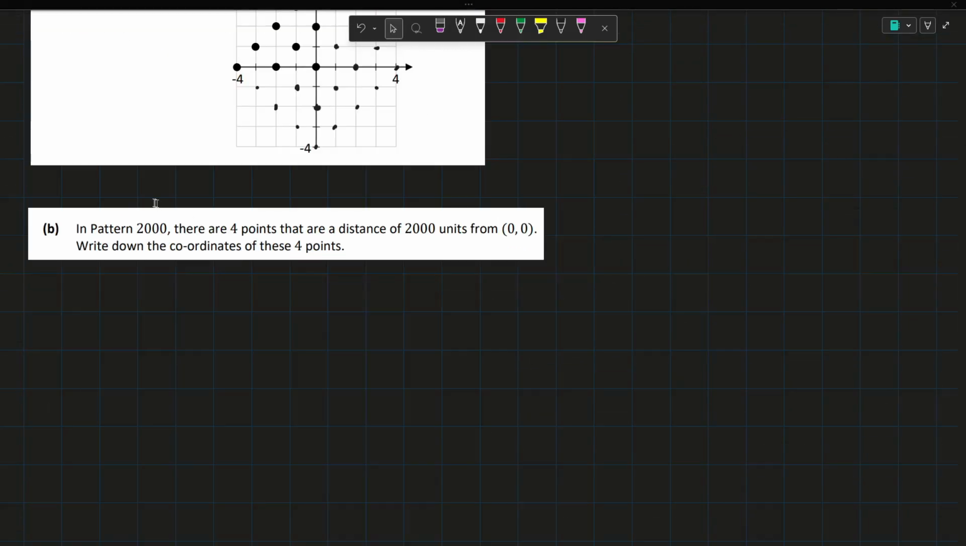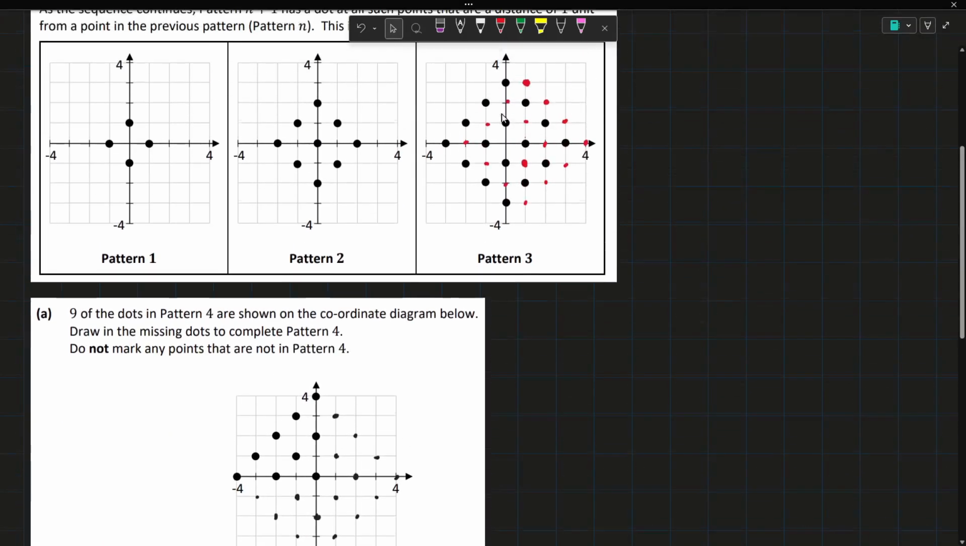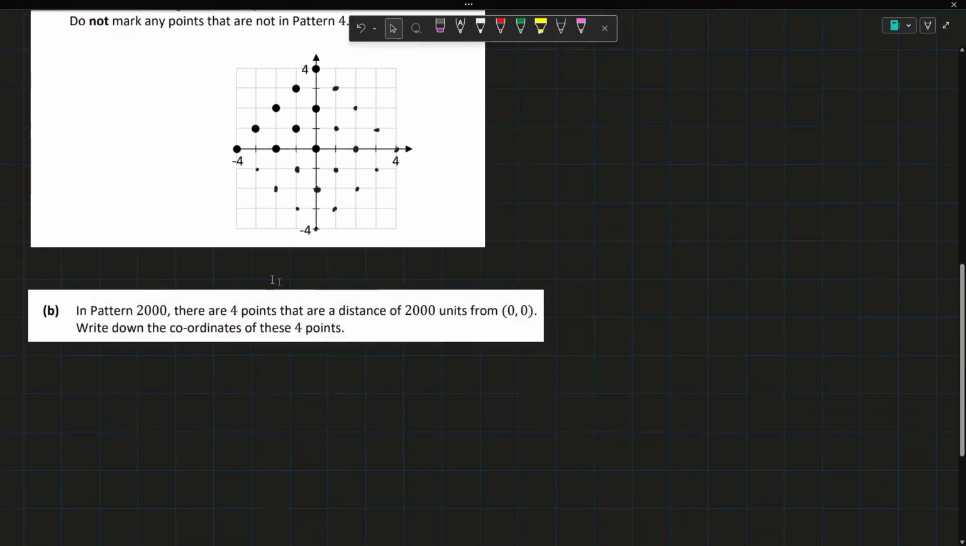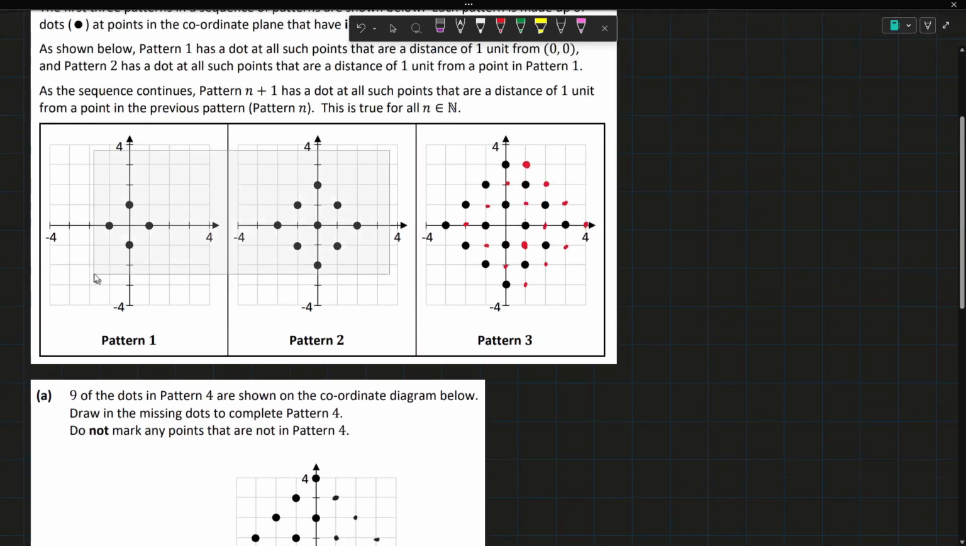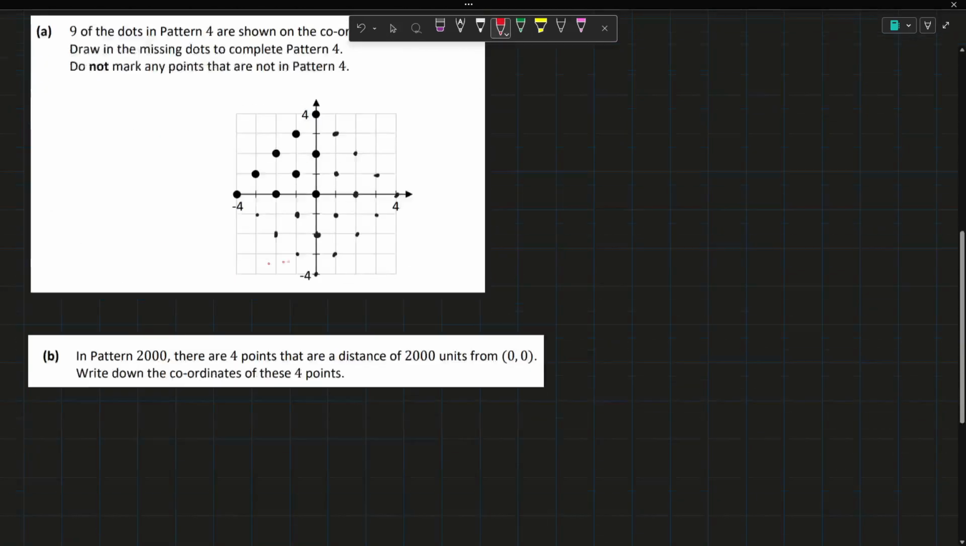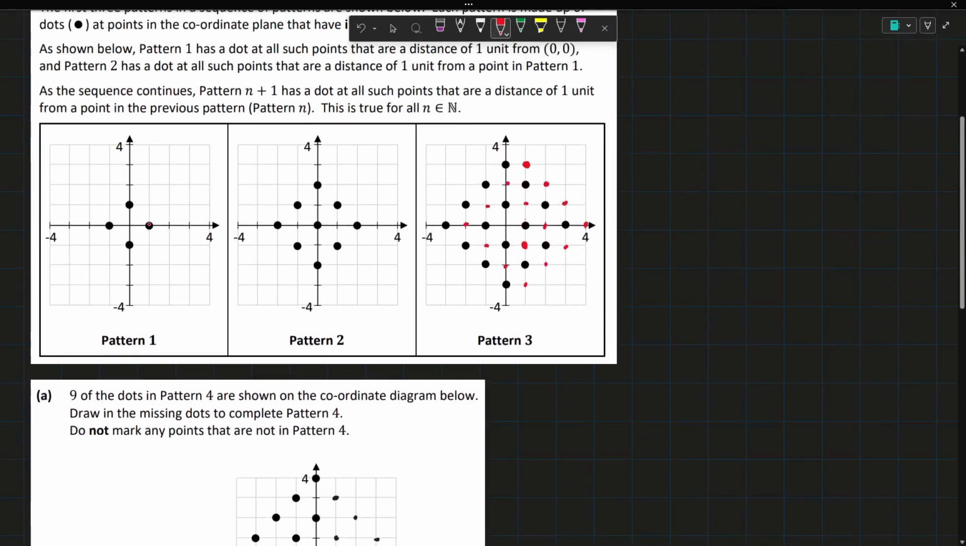Then we're told that in pattern 2000, there are 4 points that are a distance of 2000 units from the origin. Write down the coordinates. This seems pretty complicated, but a good thing to do if you're not sure is to see if there are any patterns you can notice in the previous ones. So what's the distance of these points from the origin in pattern 1? The distance of this point is 1, because this is 1, 0. Equally in pattern 2, we have 2, 0, and that's obviously 2 units away from the origin.